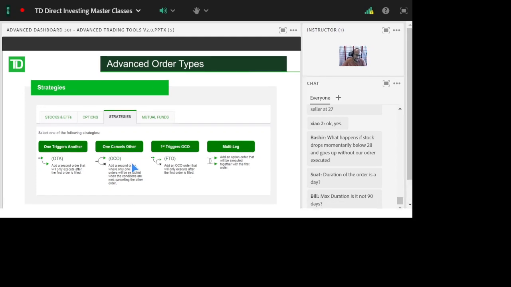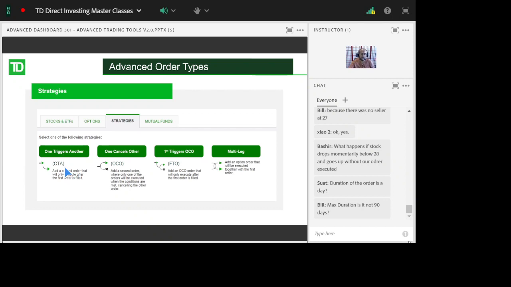The ones we're going to talk about today are specifically one triggers another, or OTA for short. OCO, one cancels other order. And the last one is going to be first triggers OCO order, FTO. You're probably seeing this one. Don't worry about this.